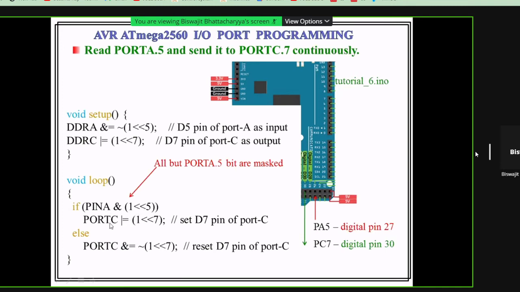And when D5 bit is 1, we will make D7 bit equal to 1. And if it is 0, then we will make D7 bit equal to 0. So basically we are testing D5 bit, but the output goes to D7 bit. So that is our program. Very simple program. Once you understand, it will be very simple.